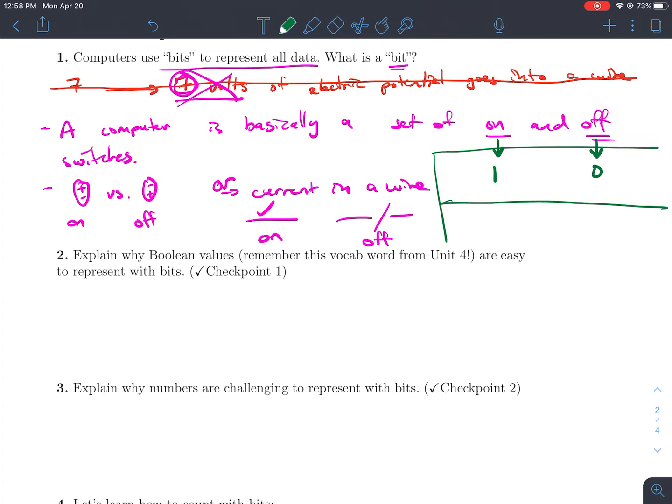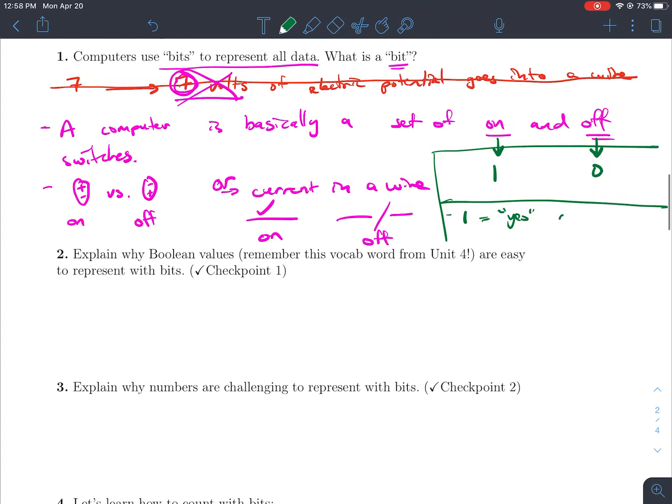So if you think about some data types, like if I were to ask you a yes or no series of questions, like, are you passing computer science? You could say 1, which would mean, yes, I'm definitely passing computer science. And the computer could put current through the wire to say that. Or you could say 0, which might mean no. And because there are two states, either yes or no, it'd be very easy for you to answer that question.